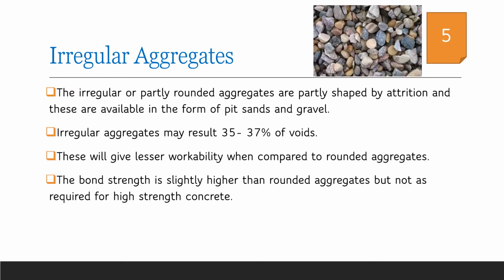Now let us consider irregular or partly rounded aggregates. Irregular aggregates have a percentage of voids of 35 to 37%, which is slightly higher than that of rounded aggregates. The disadvantage of irregular aggregates is that they have lesser workability compared to the rounded aggregates, but their bond strength is slightly higher than that of rounded aggregates. But still, they are not preferred for high strength concrete.